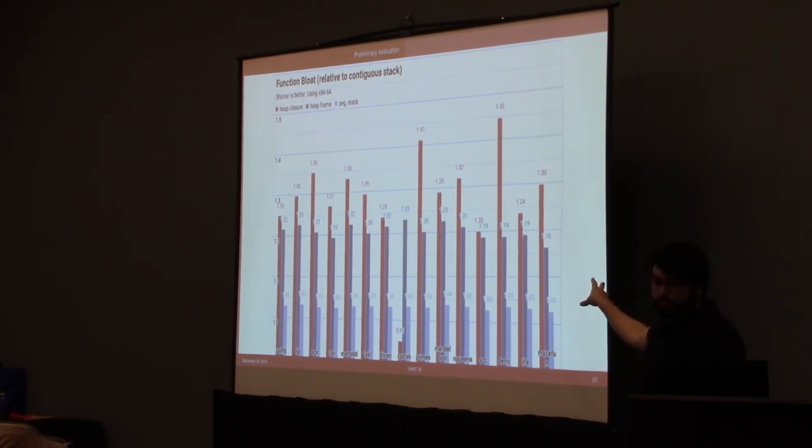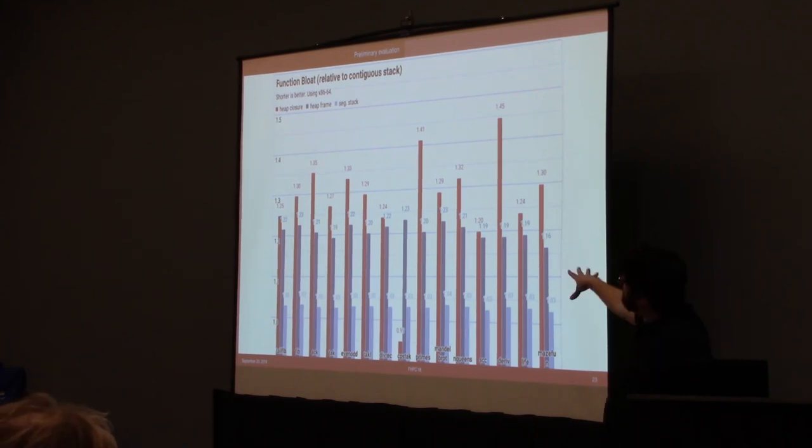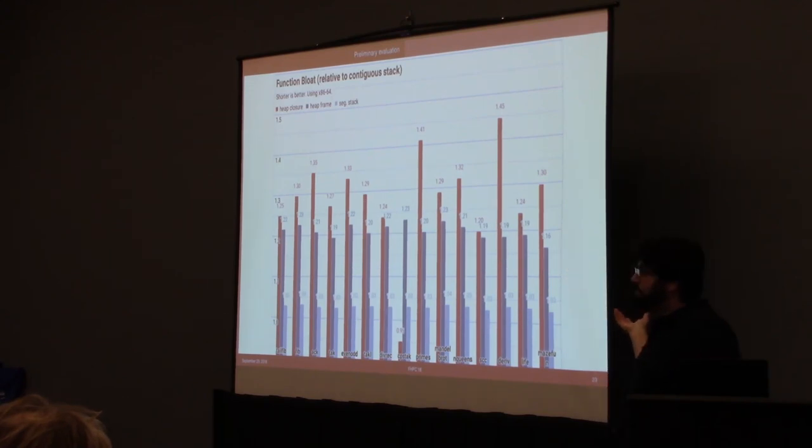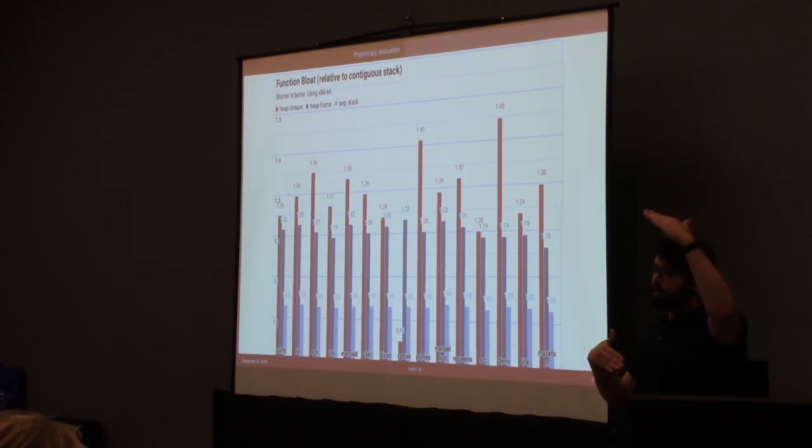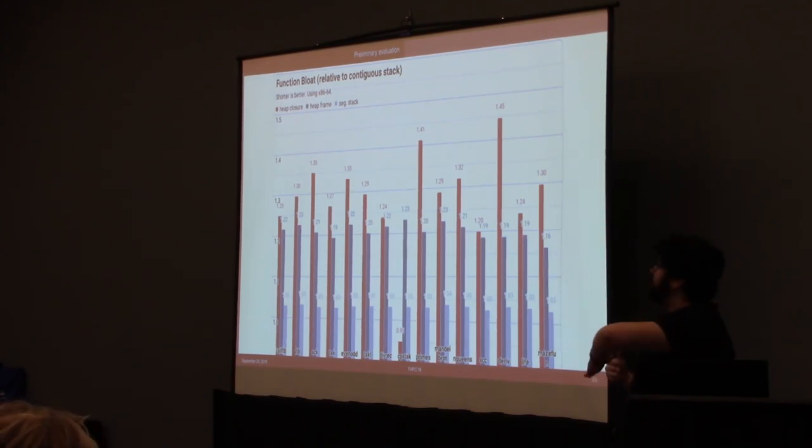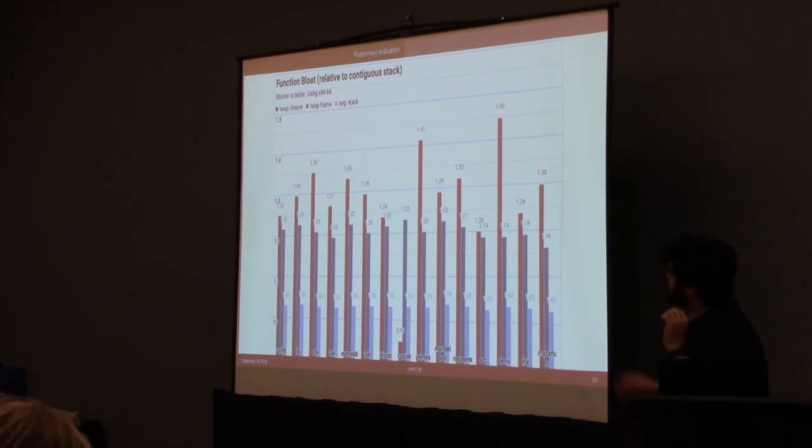There's a good reason for this one. It's because the heap frame implementation does not currently have leaf call optimization, where we can avoid allocating a frame there. I still have to implement that in all of them. Heap closure, you can see, is roughly 30 to 45% higher. This is expected because we're using flat closures, so we have to copy the whole environment. If there's a very large range, we have to copy that value to every frame every time. So there is a cost, at least in terms of function size, to using immutable stack frames.